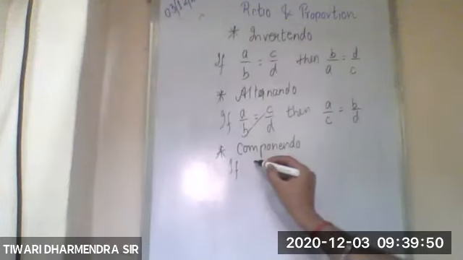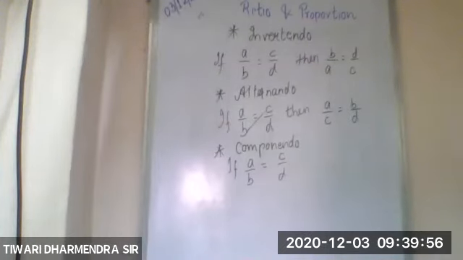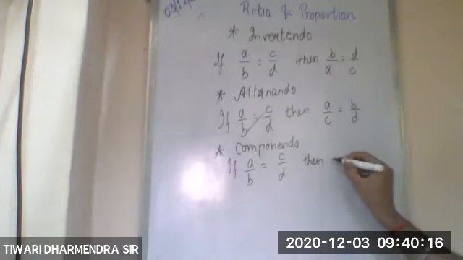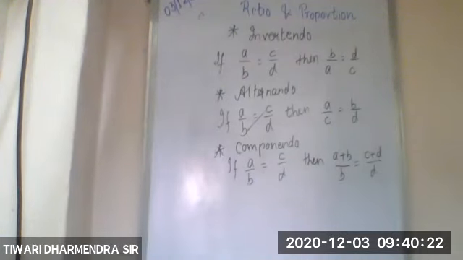If a by b is equal to c by d, we are having two ratios, both are equal. Then if we apply componendo on it, componendo says just add the denominator to the numerator, and the denominator remains the same. There will be a change only in the numerator. Then a plus b upon b is equal to c plus d upon d. This is the property which is componendo.